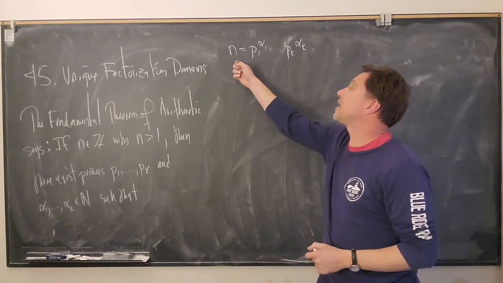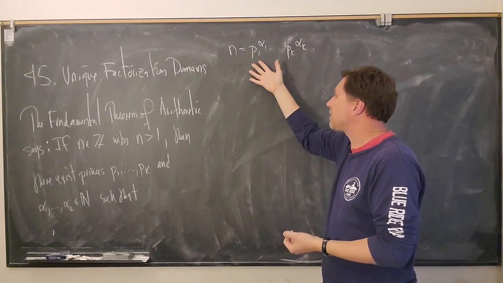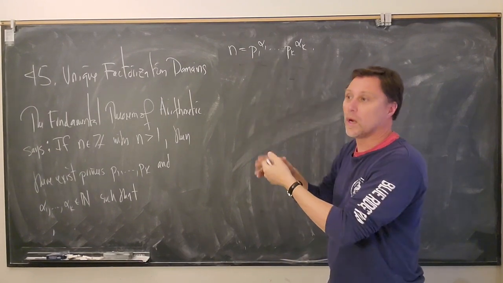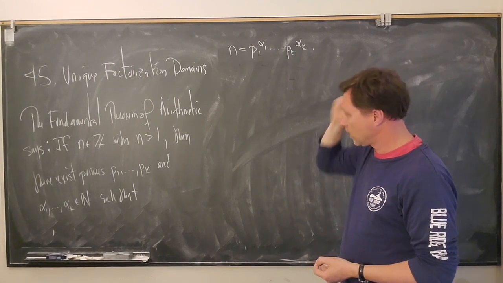N can be expressed as a product of primes. And what we do is we collect, they don't have to be distinct, and so you collect the p1s all together and raise them to the alpha 1. You know, the p2s, the p3s, and so on.